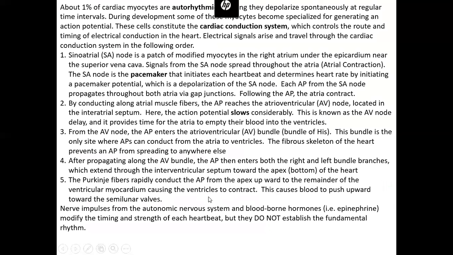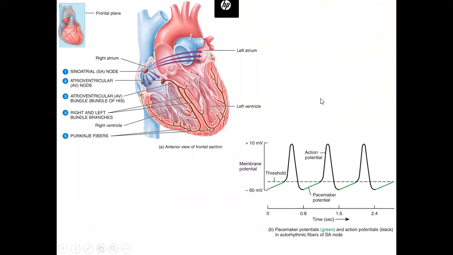And that's what causes the ventricles to contract. So that's what these fibers are throughout our two ventricles. Following that, blood is going to be squeezed up and towards the semilunar valves, the aortic valve and the pulmonary valve, to allow blood to leave the right ventricle and the left ventricle.